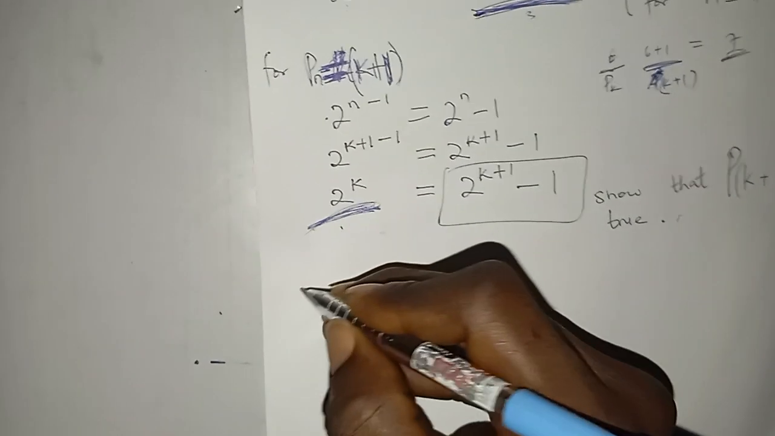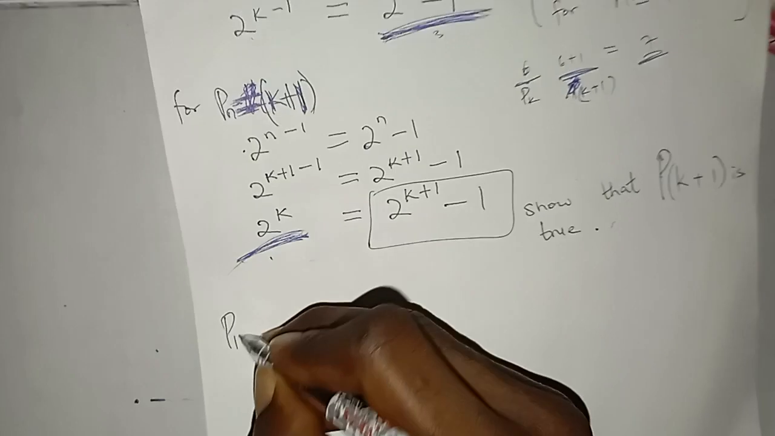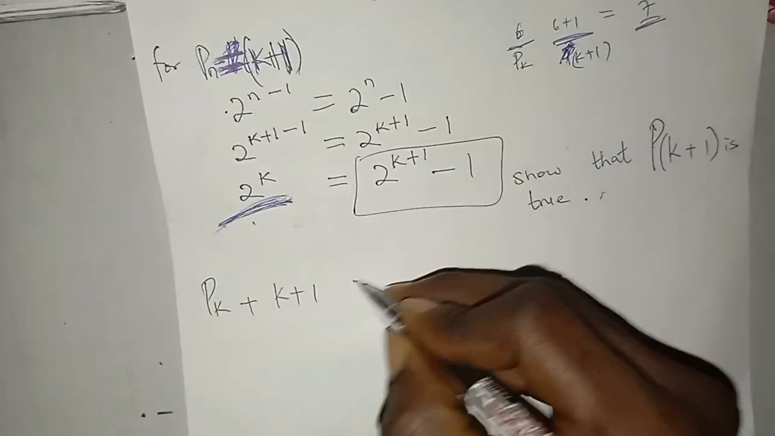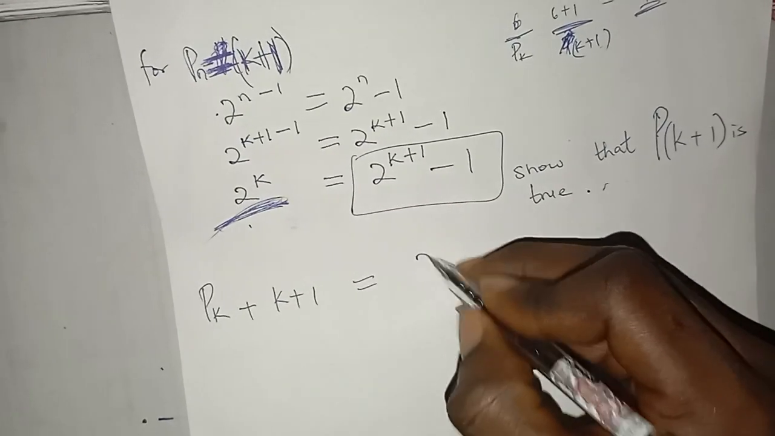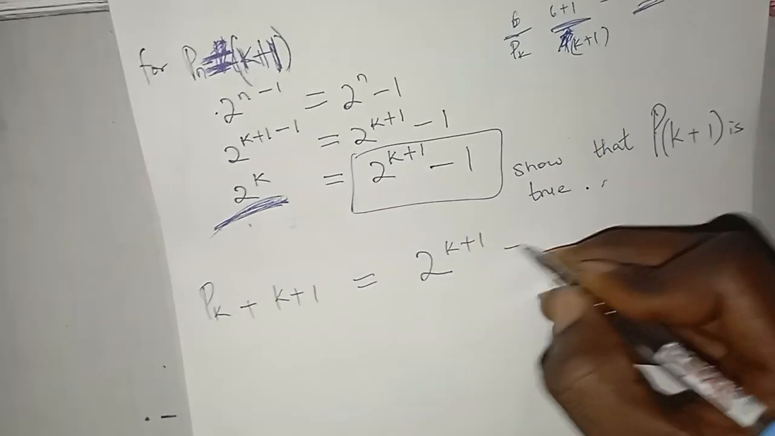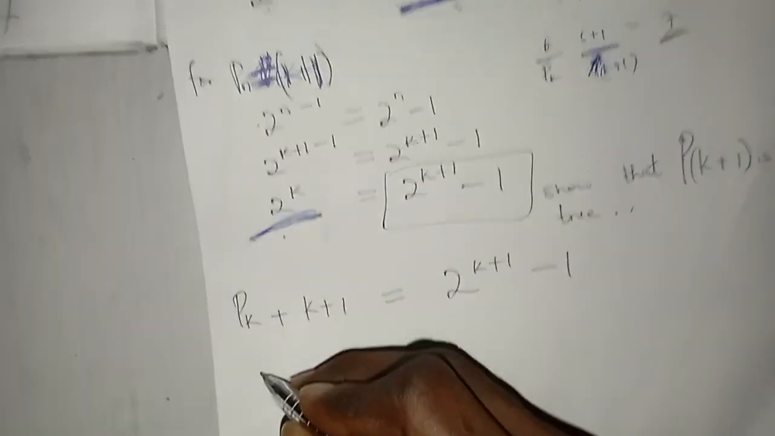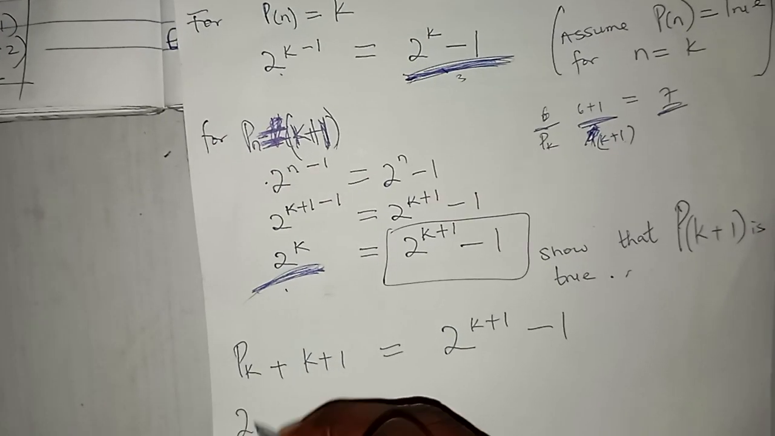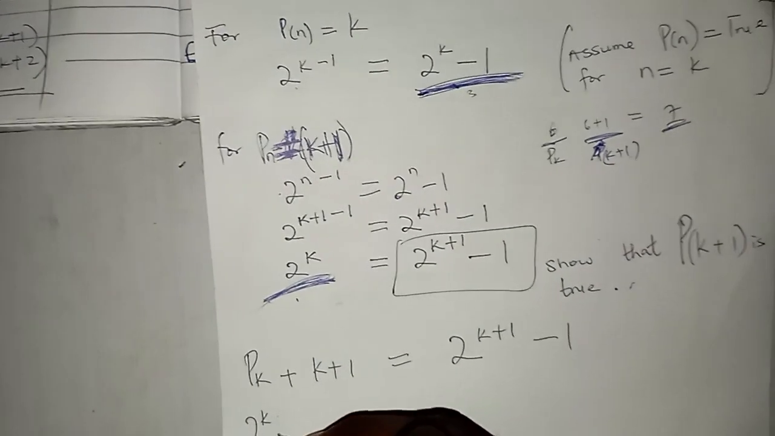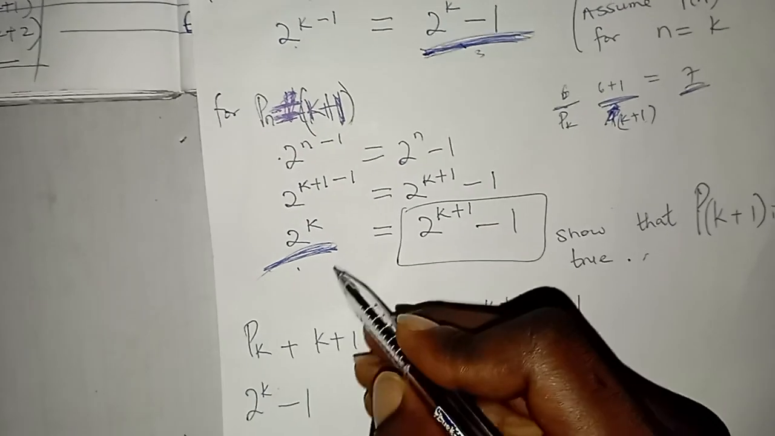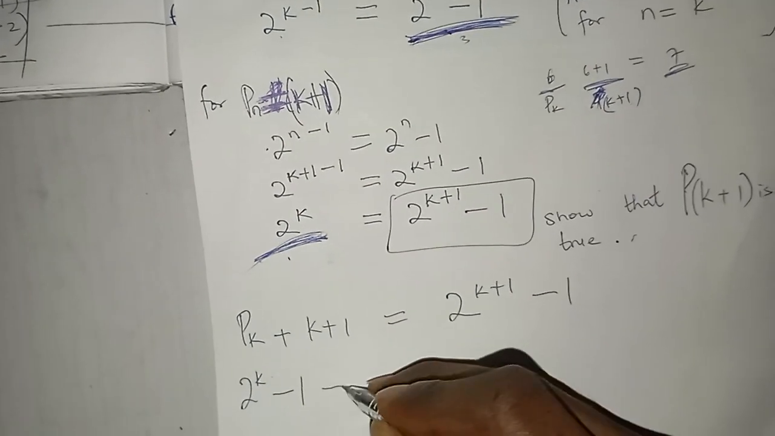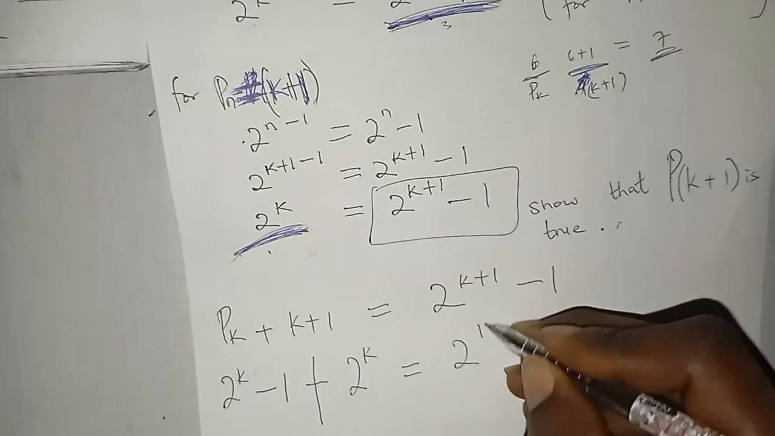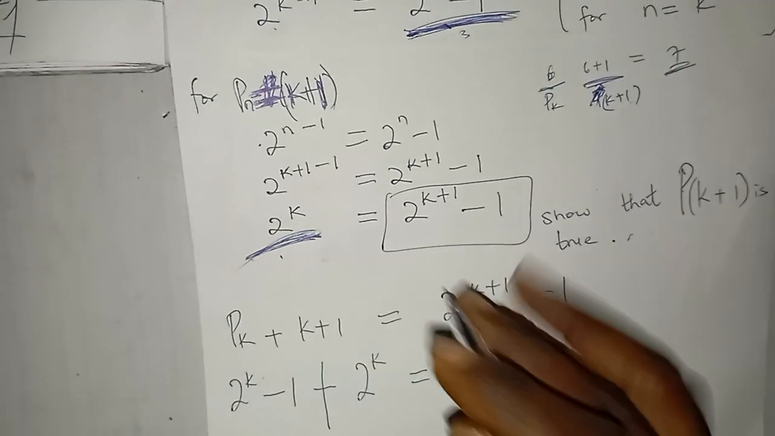So I just come to prove it, I just do P of k plus the k plus 1 term is equal to what I have on the right hand side, which is 2 to the k plus 1 minus 1. So P of k is this, 2 raised to power k minus 1. Then the k plus 1 term is plus 2 raised to power k, is equal to, it should equal the right hand side for it to be proved.